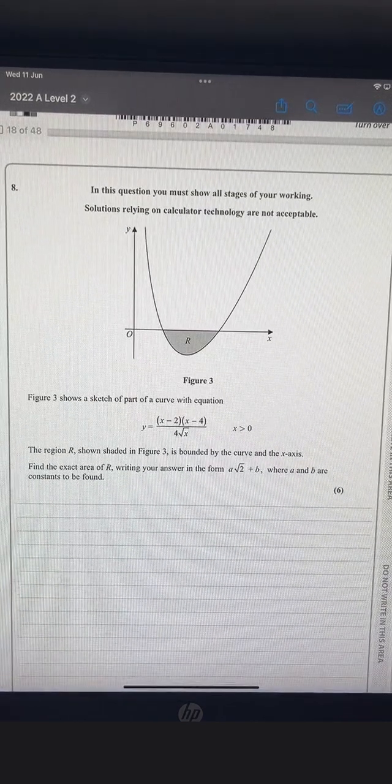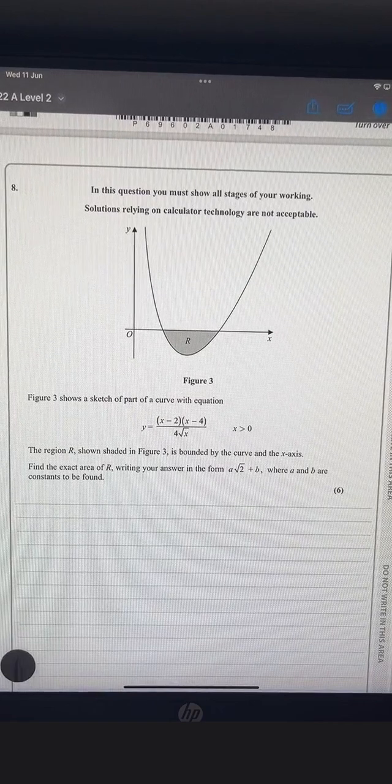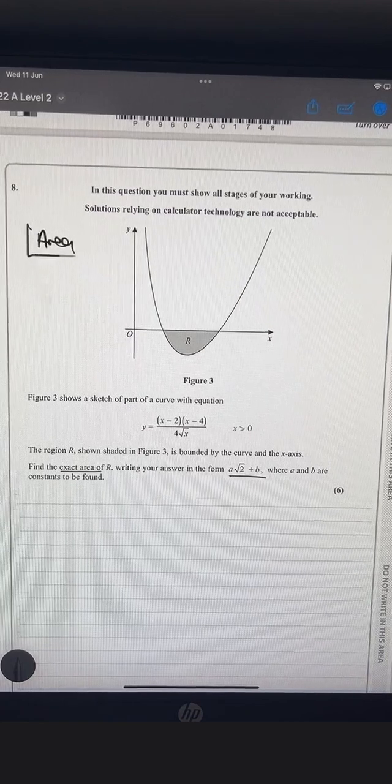So, standard integral, standalone question. Figure 3 shows a sketch of part of a curve with equation, and there's my equation there. The region R shown shaded in figure 3 is bounded by the curve on the x-axis. Find the exact area of R, writing the answer in this form. All right, so we need to just make a note here. What do we want to find? The area, not the integral.